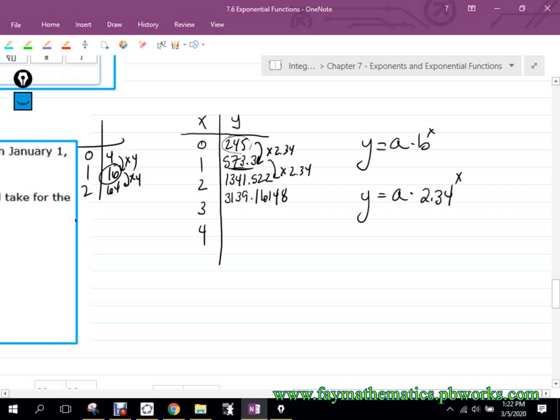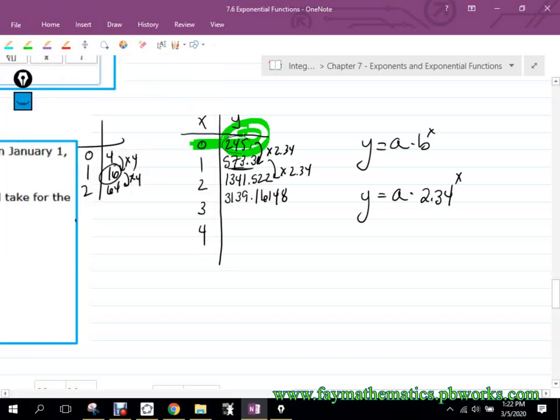Now, hopefully maybe you've been seeing this, and this pattern only works if we've got the ordered pair 0, whatever for our y value. Every time we've done this, hasn't our a value ended up being that y value right there?